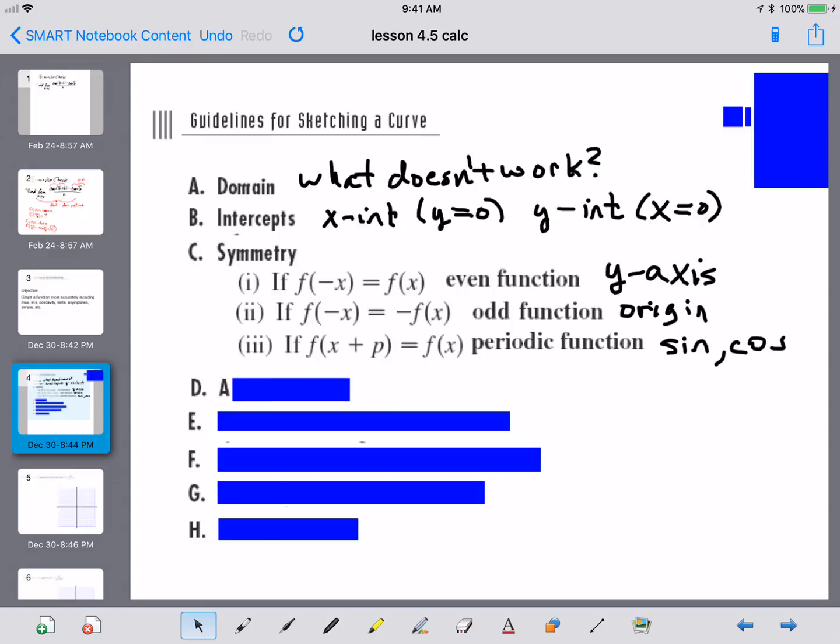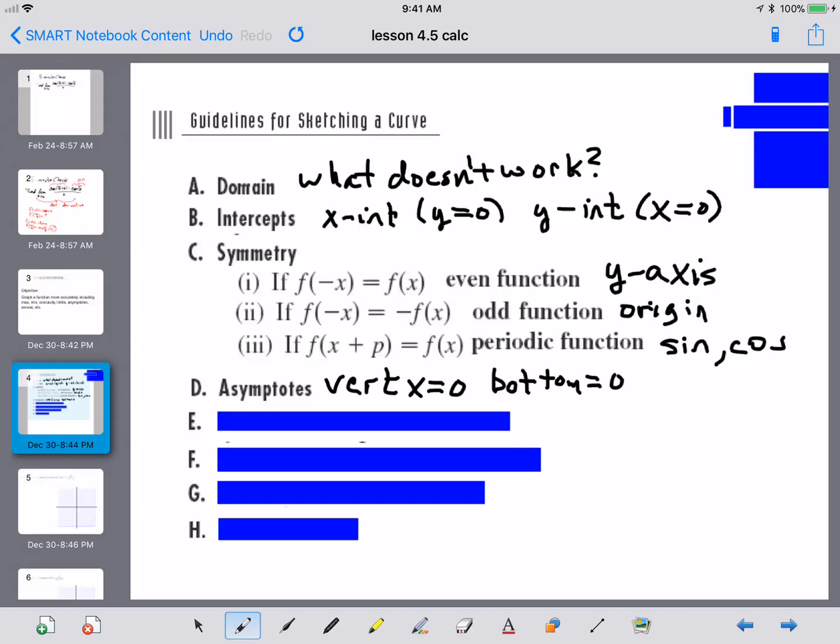Let's talk about asymptotes. Now, I've gone over these asymptote rules again and again, but let me just quickly say that a vertical asymptote is of the form x equals a number. It is where the bottom equals 0 in a rational function or fractional function.